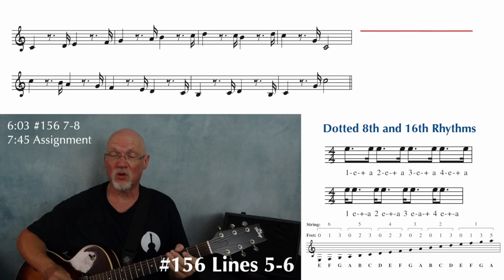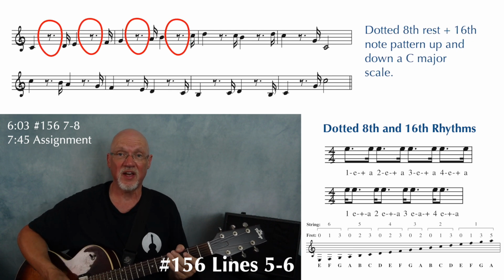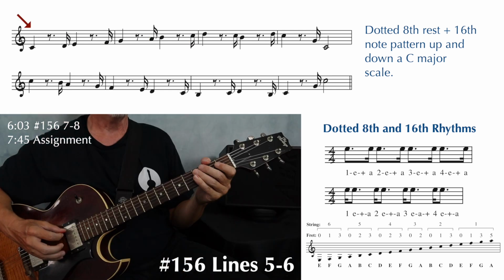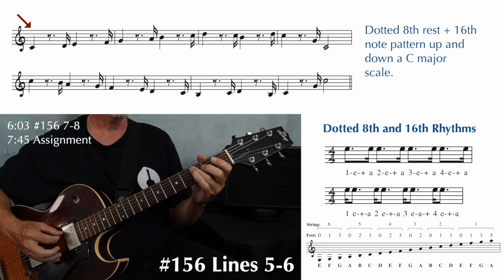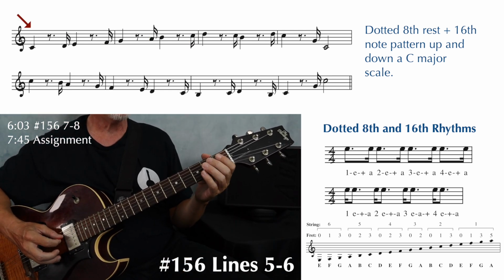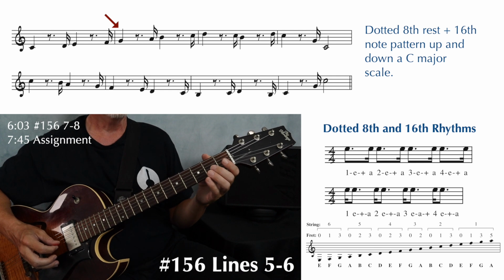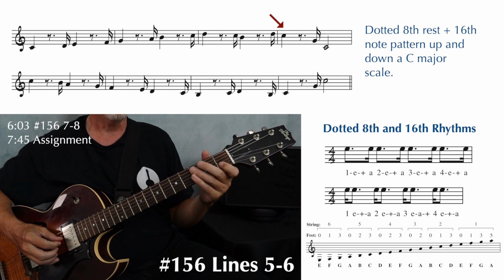Lines 5 and 6, we're mostly just playing up and down the scale, except we have some dotted eighth note rests to count through. So just moving up the C scale, we have 1, 2E and a 3, 4E and a 1, 2E and a 3, 4E and a 1, 2E and a 3, 4E and a 1, 2E and a 3, 4.